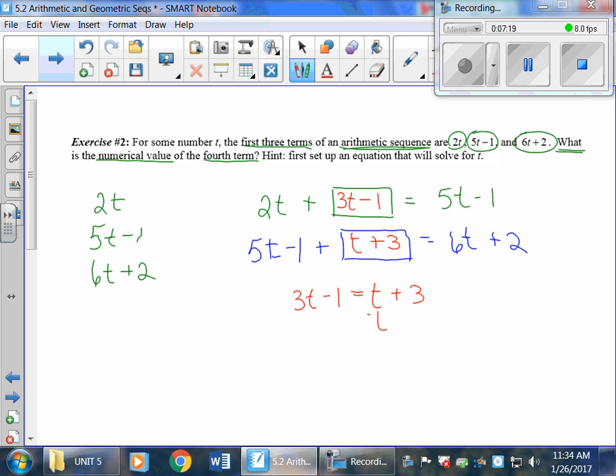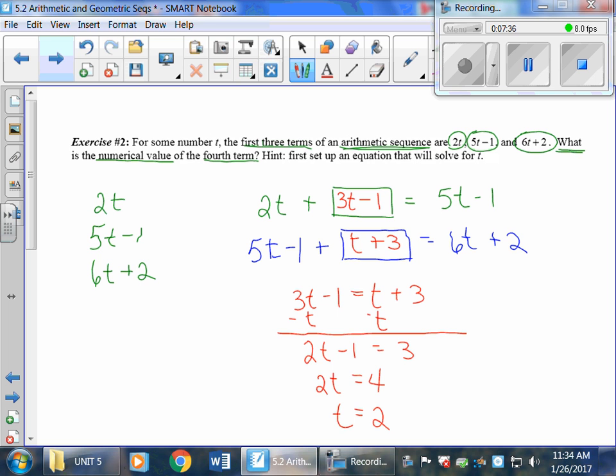I'm going to bring this t over, and I have 2t minus 1 is equal to 3. Add 1 to both sides. 2t is equal to 4. And t has to equal 2.